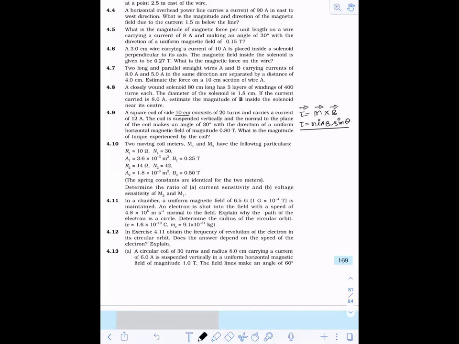Value of A. Value of A will be the area of the coil. A is area over here. And how would you find out area if the side of a square is given? You have a square, and the side is 10 centimeter and 10 centimeter.